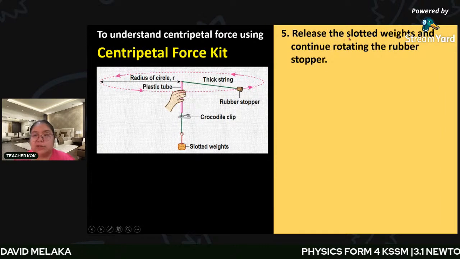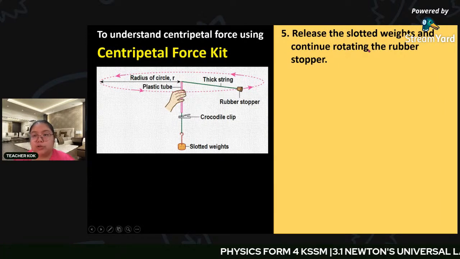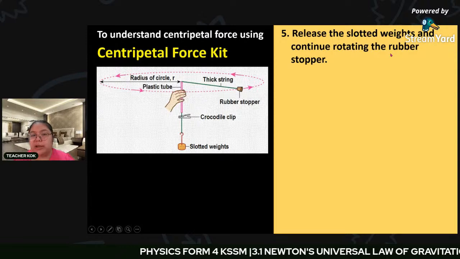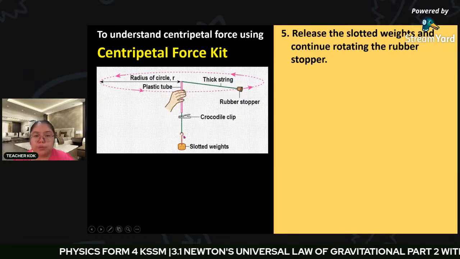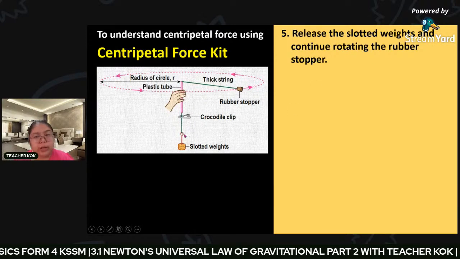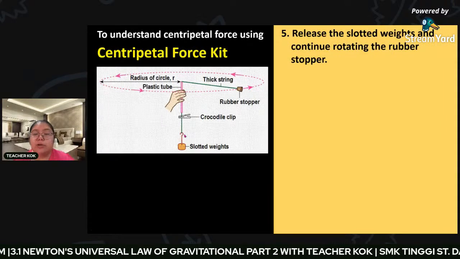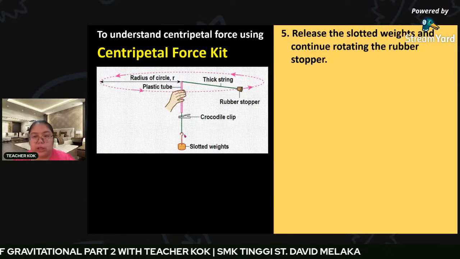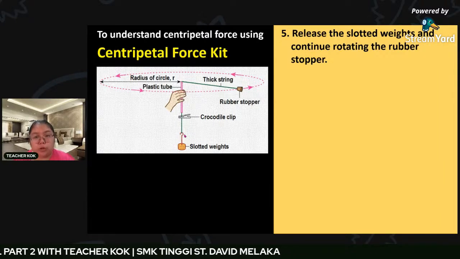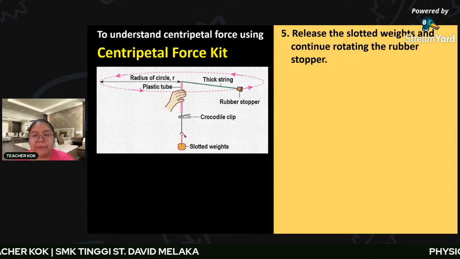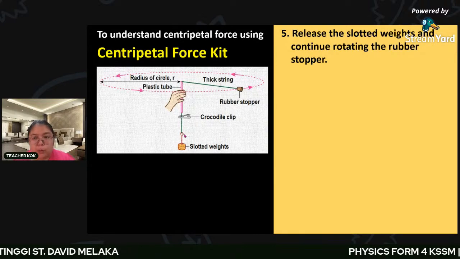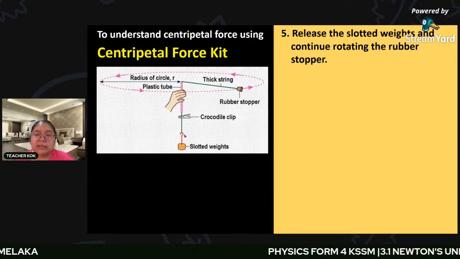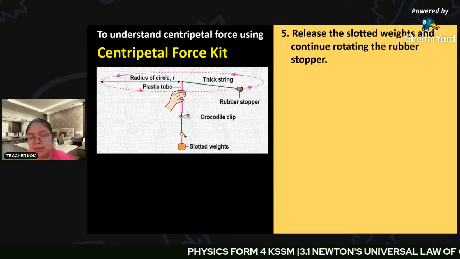Now release the slotted weight and continue to rotate the rubber stopper. Okay, now you're going to try. Don't put the slotted weight, then you rotate. So when you rotate, you find whether it is easy to rotate or not easy to rotate. If you don't have any weight to pull it, just like you don't have any force to pull, do you find it easy to run in the same circle or not?